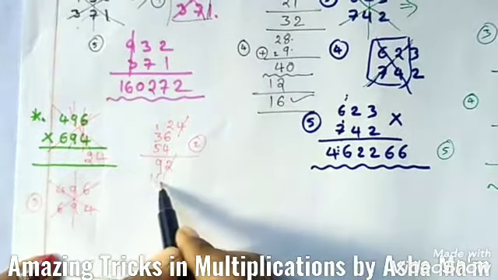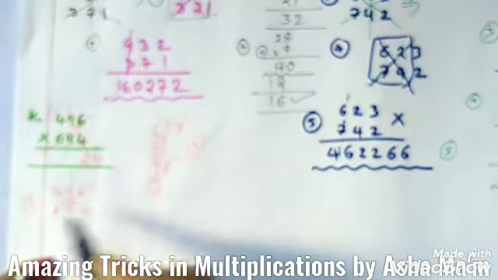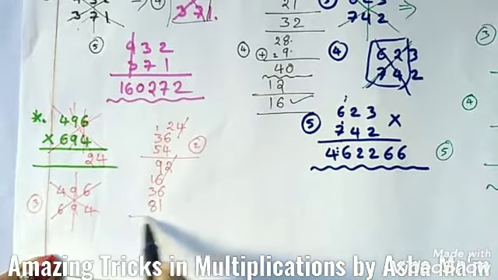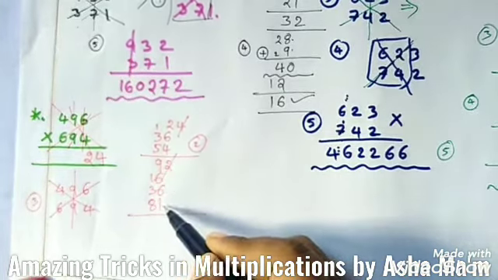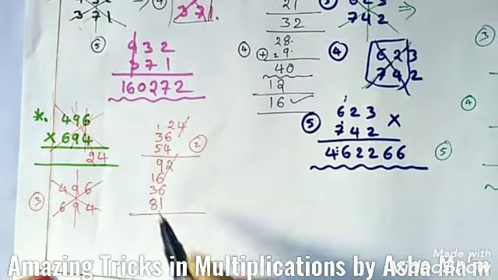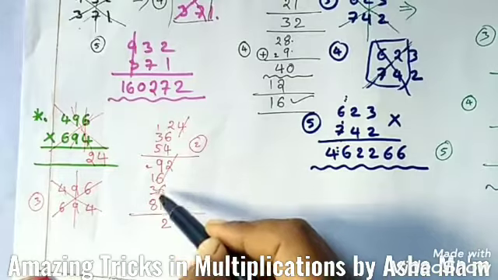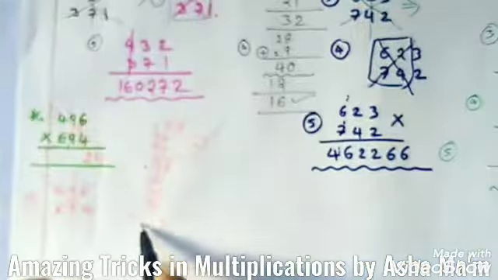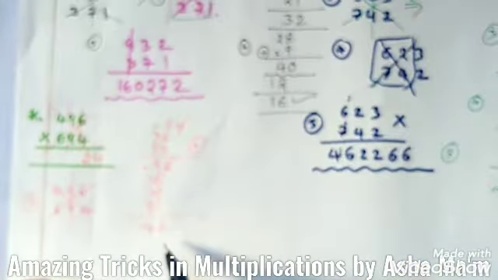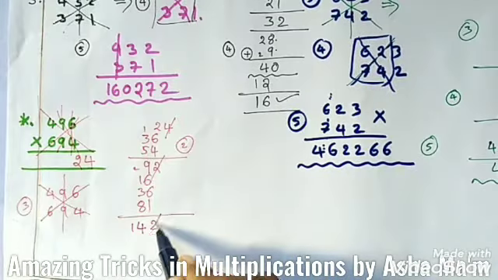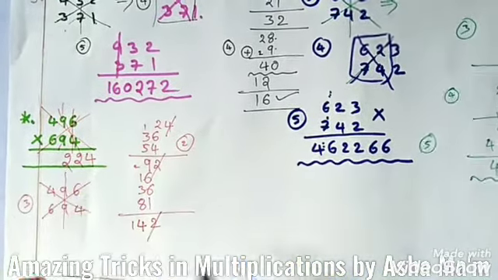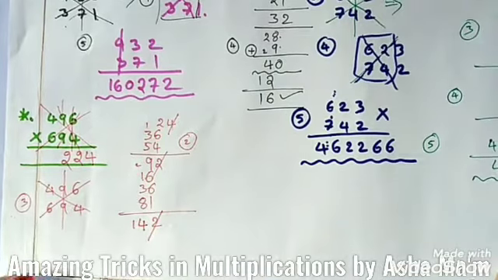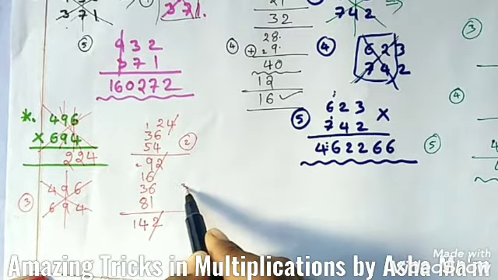4 4s are 16, 6 6s are 36, 9 9s are 81. Now 9 plus 1 is 10, 10 plus 12 is 22. Here 2, 3 3s are 6, 6 plus 8 is 14. So 142. In this 142 you should write only these 2 here. 14 should be carried forward. So this is step 3.